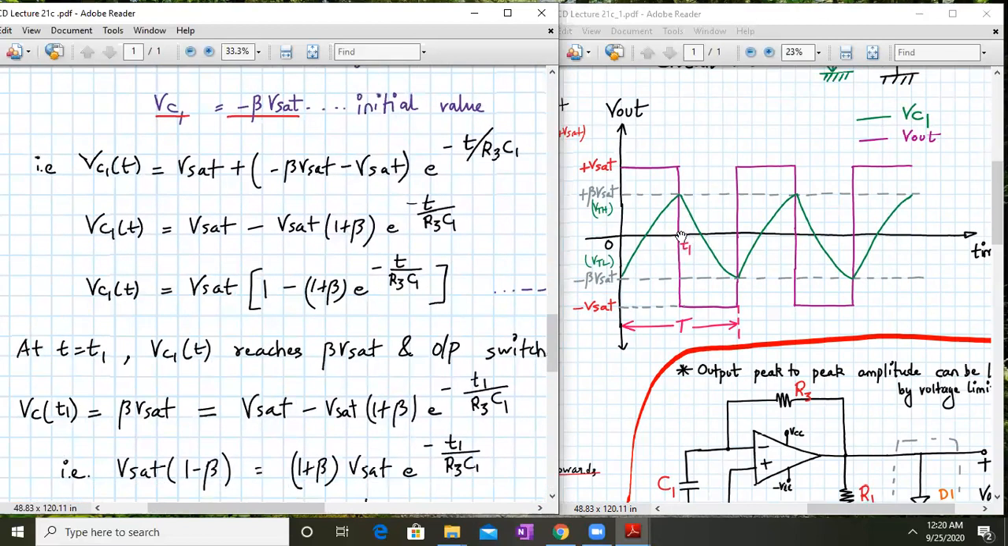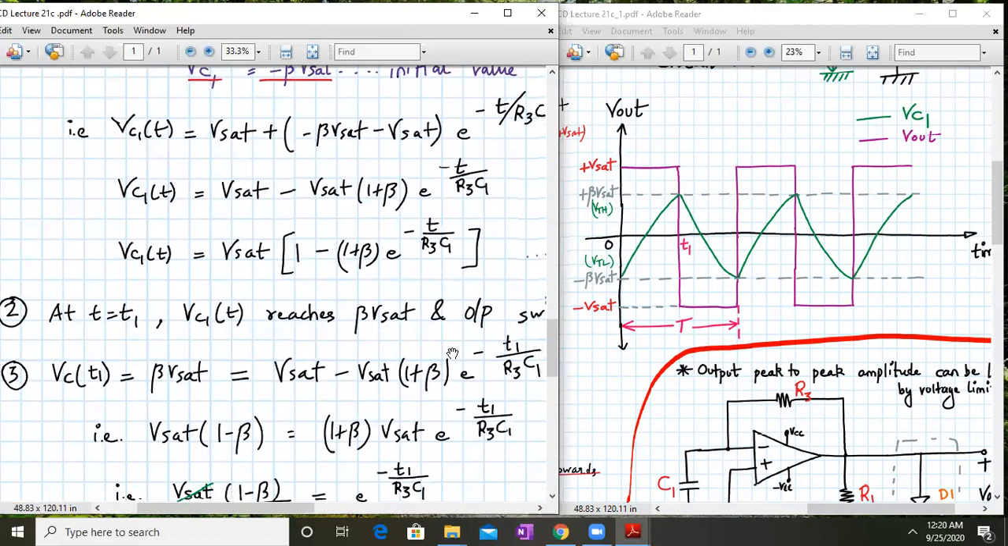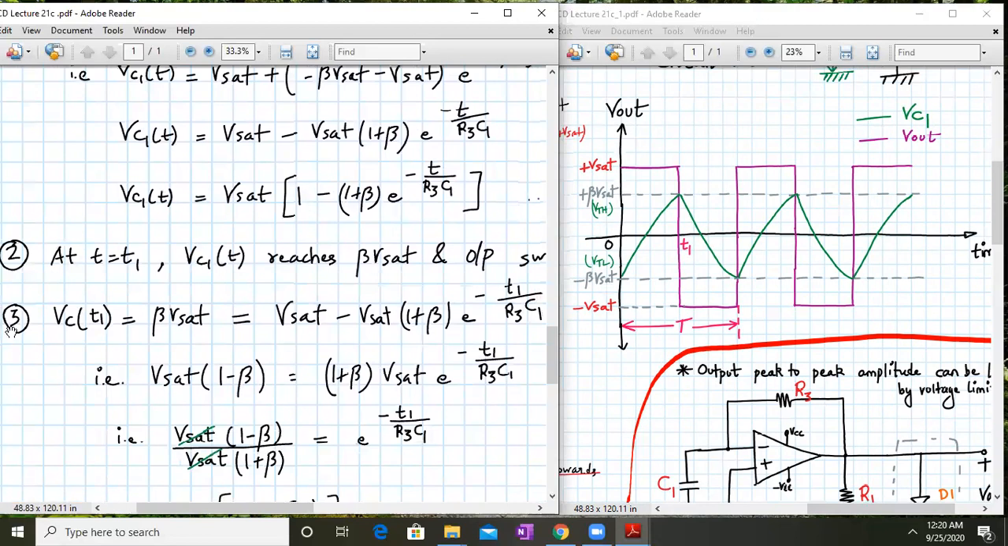Now at t equal to T1, my capacitor voltage reaches the peak value beta Vsat, and my output switches. So the output switches from plus Vsat to minus Vsat. So what are we writing? What do we know in step number 3? Step number 3, we know that the voltage across the capacitor right now is at plus beta Vsat, correct? And we will substitute this value over here. So Vc1 of, now this was a general time, I mean, it was t. Now we have a particular time, T1.